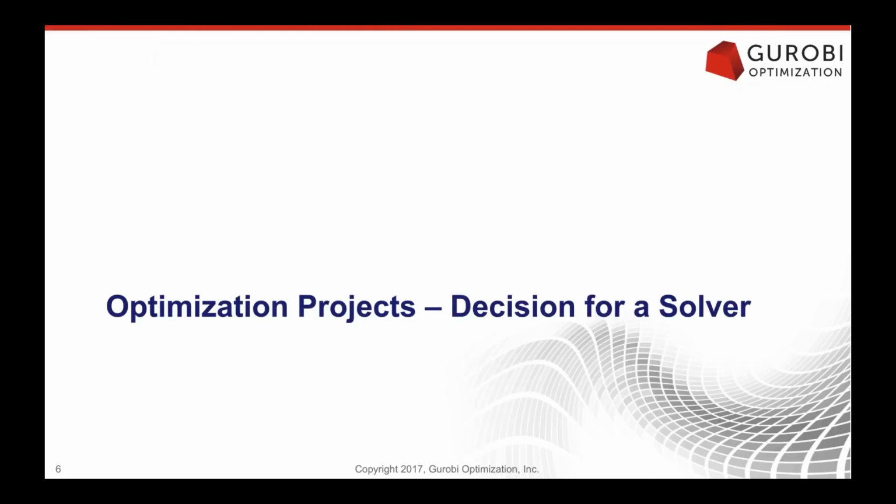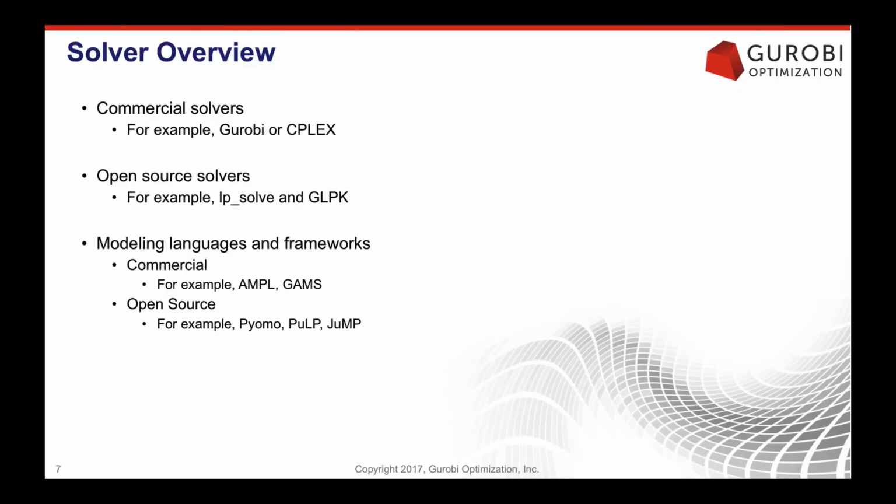So let's start with the decision for a solver in an optimization project. Before you can actually decide which solver to choose, you of course need to know what solvers are around. For today's talk, I have divided them into three categories. The first one is commercial solvers. An example, of course, is Gurobi, but there are also other commercial solvers around like CPLEX or Xpress. The second category are open source or free solvers. And here, some examples are LPsolve, GLPK, or SCIP.